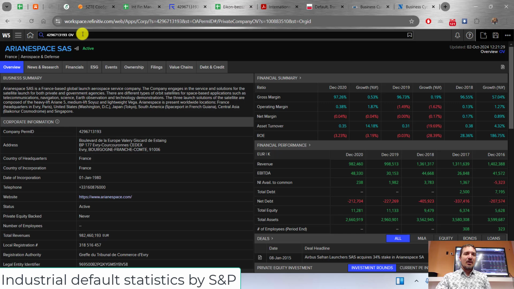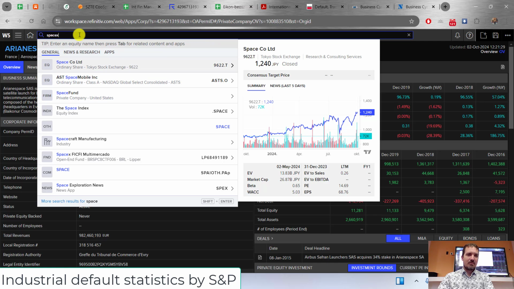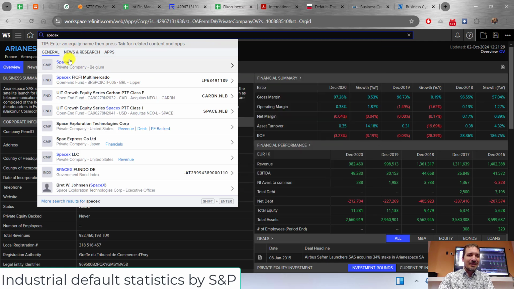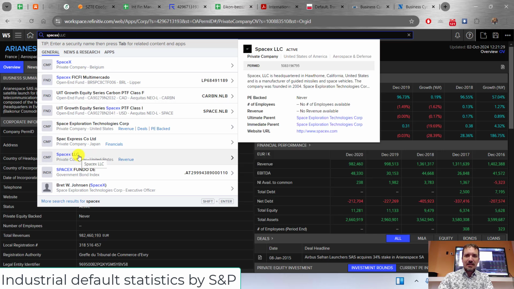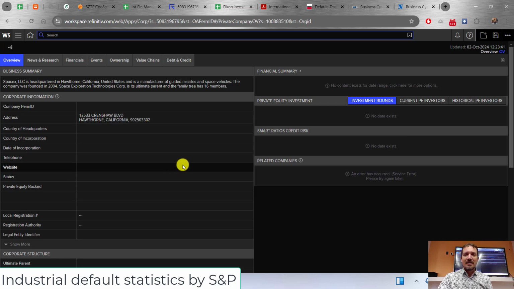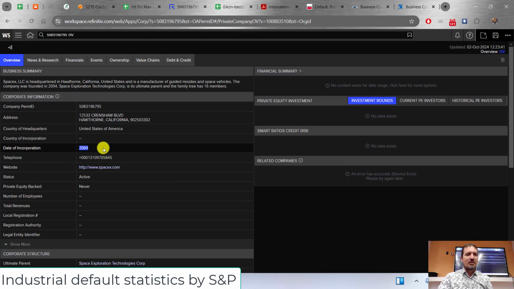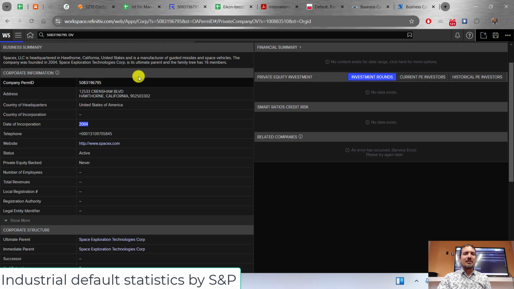Yeah. Okay, so let's see SpaceX, not the one in Belgium, SpaceX LLC. I think this one, because there are also multiple SpaceX companies because of subsidiaries here and there, and as you can see, yeah, this is the right one, because they were created in 2004. Since there is a lack of transparency in private companies, we don't have much data here.